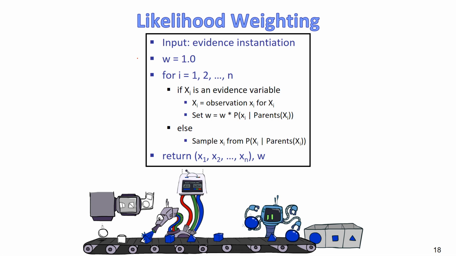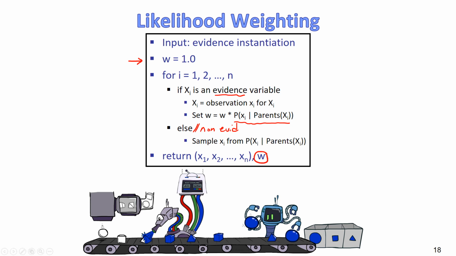Notice here that the initial weight is 1 for every sample. Again, this is the algorithm for drawing one sample. So the initial weight is 1. And now we have two types of variables. If the variable is an evidence variable, then we will update the weight by the probability of the observed value given the parents. Else, which is non-evidence, in that case, we will just sample from its distribution. Notice that eventually we will return the sample along with its weight.